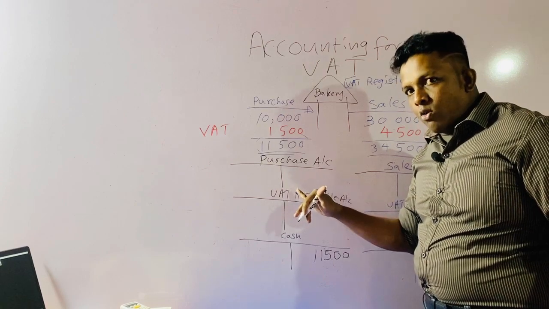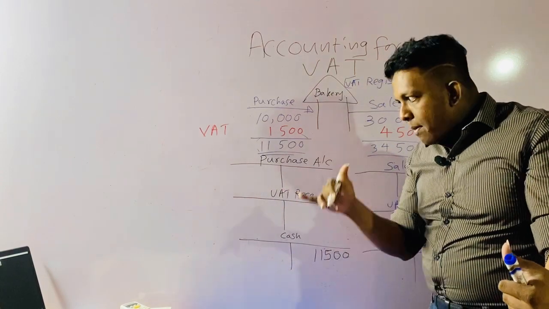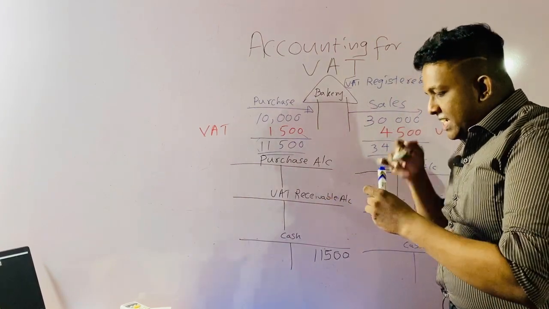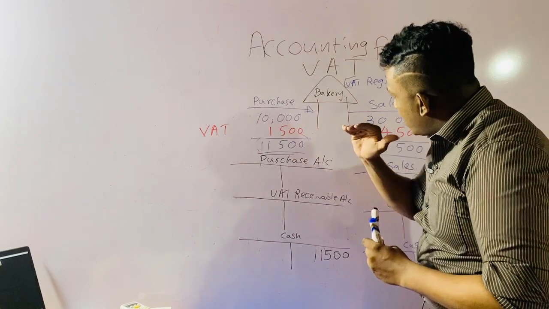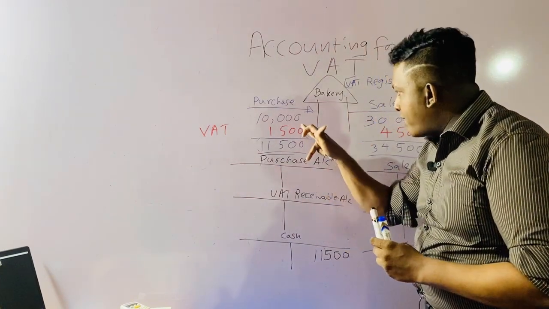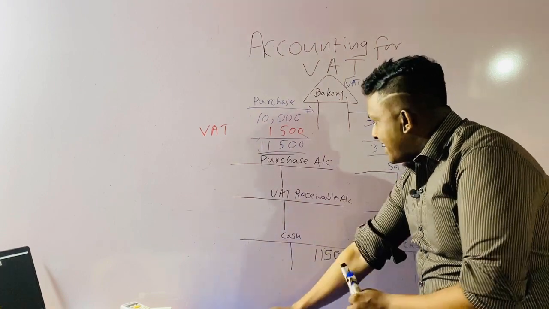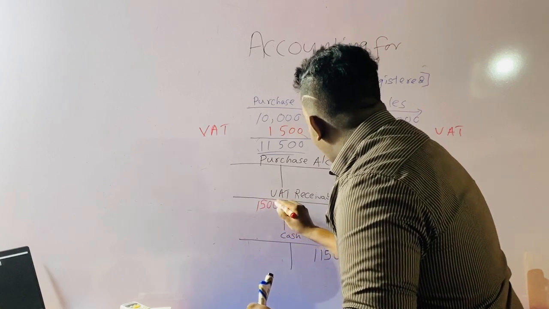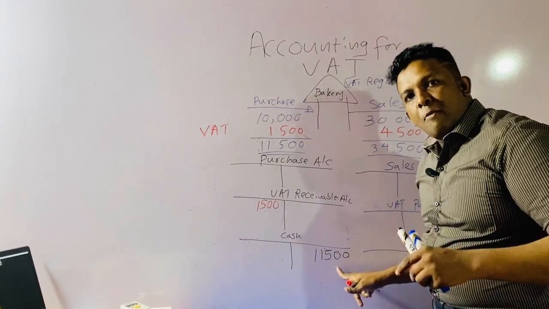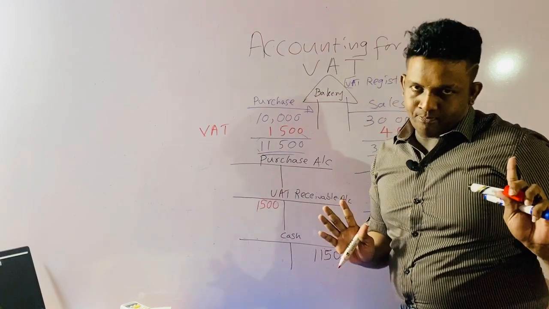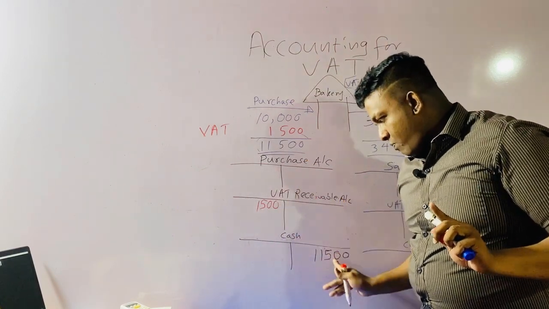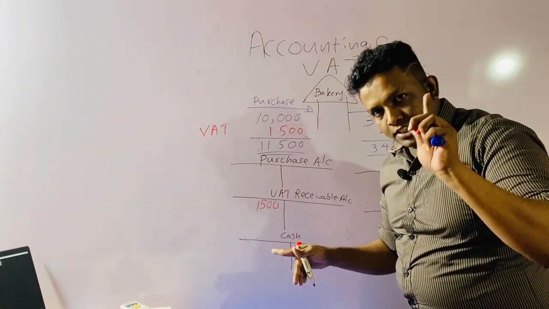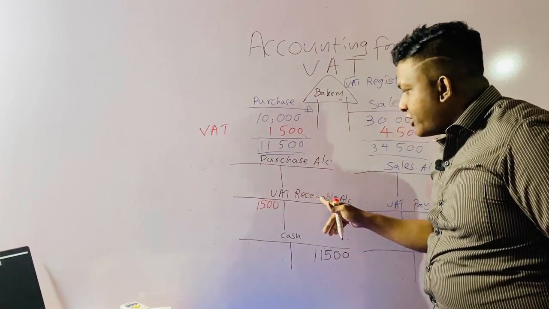We can use a VAT control account, but for your convenience, I am using a VAT receivable account, right? That's a separate method. So instead of debiting the purchase account with the VAT portion, I am debiting the VAT receivable account, because we paid now, but we can claim in the future. We paid now, but that portion we can claim from the government, right? That's what we call VAT receivable.